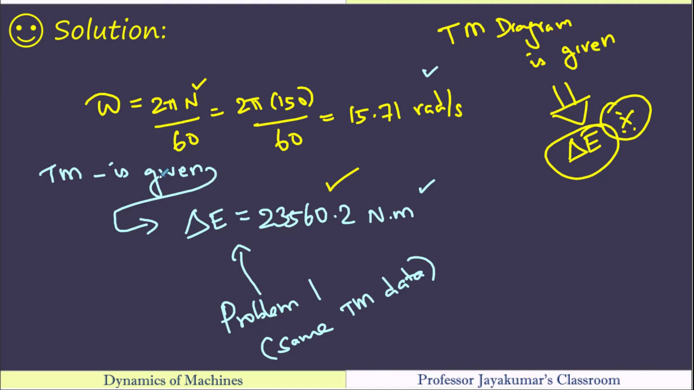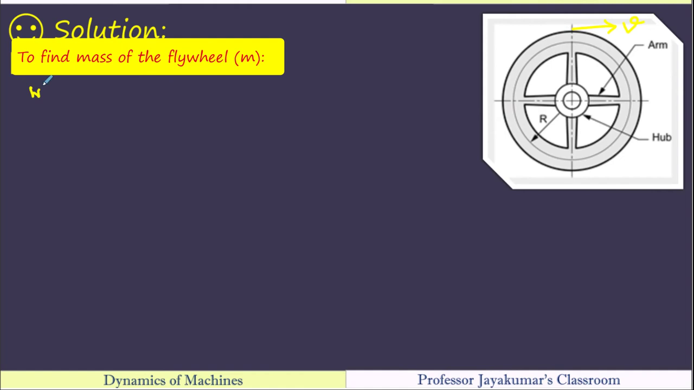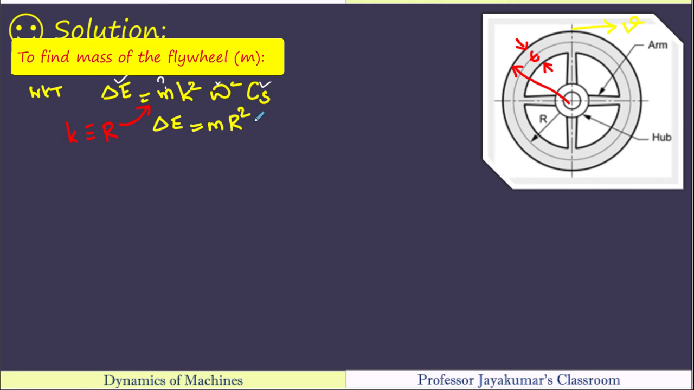Okay. First, let us find mass of the flywheel. We know that, what data are known? Delta E, we have calculated. Mass, we need to find. K, unknown. Omega and CS are known. Now, please understand here, when thickness of this flywheel is comparatively lesser than the radius of the flywheel, we can take radius of gyration equal to mean radius of the flywheel. So substituting that, we could very well write delta E is equal to M, instead of K, what can I put? Mean radius of the flywheel, R square, omega square, CS.